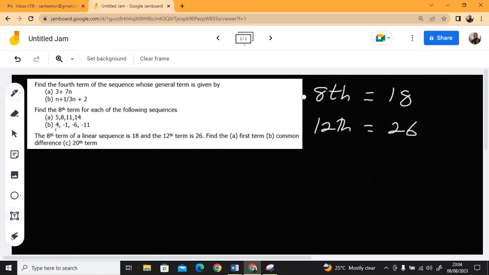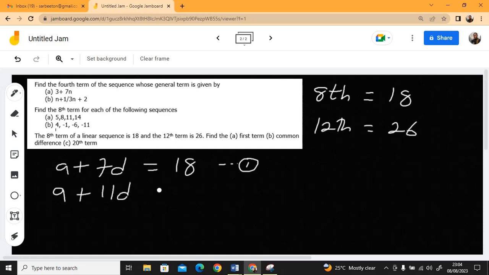Now you can translate this 8th term to our normal formula. 8th term, I know, gives us a plus 7d, based on previous work we did, equals 18. Now this is equation 1, using simultaneous equations. This one will now be, you already know, a plus 11d, which equals 26.